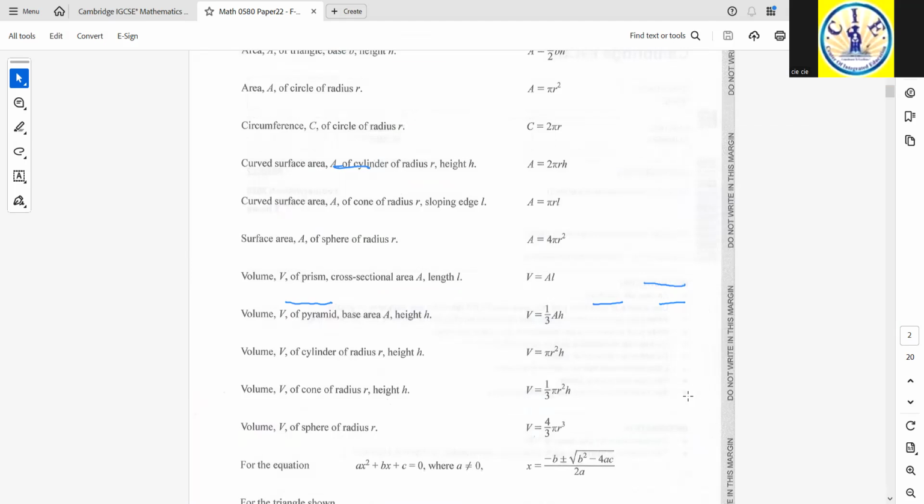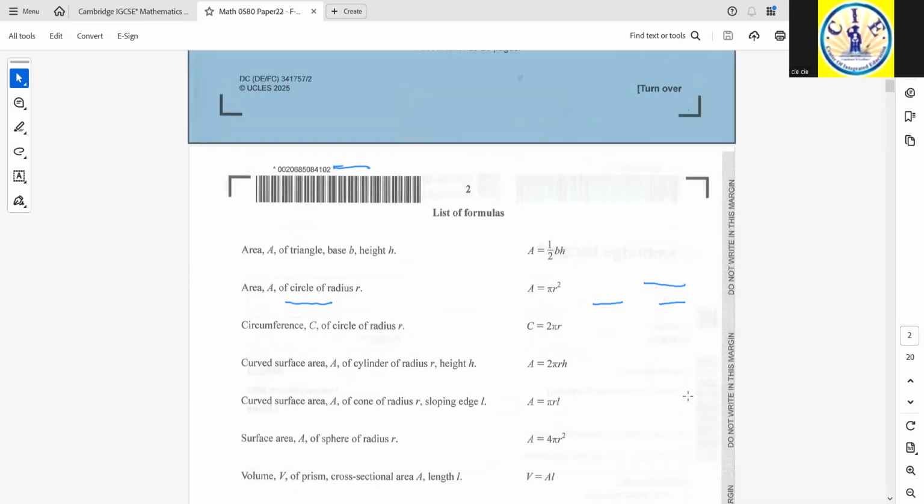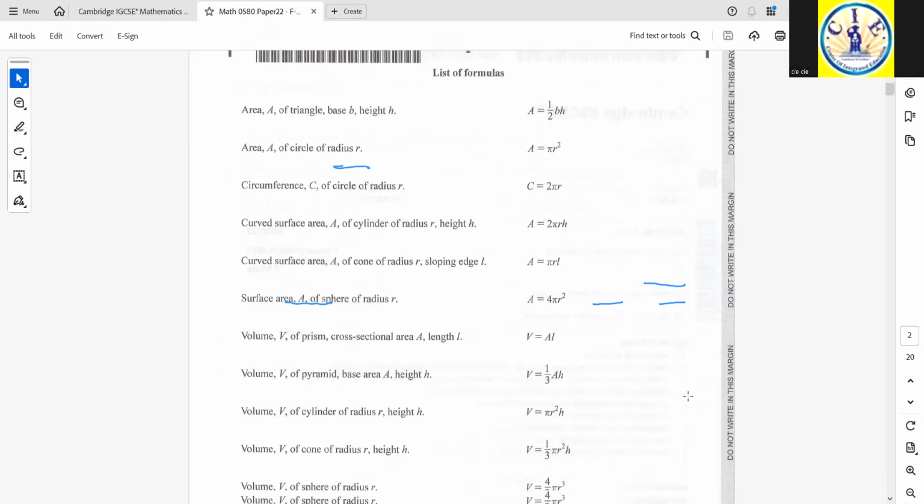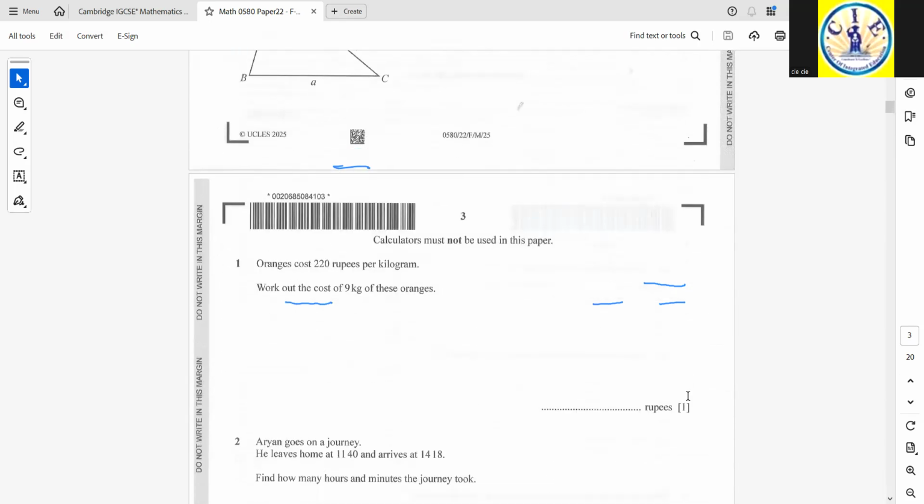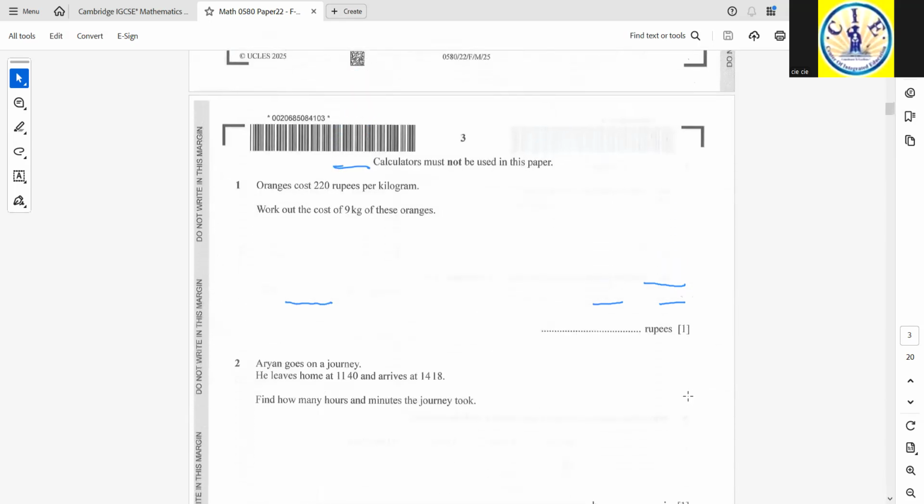This is the table of the formulas that we are given with in IGCSE exams. As you can see, list of the formulas, and then here we start off with question number 1.